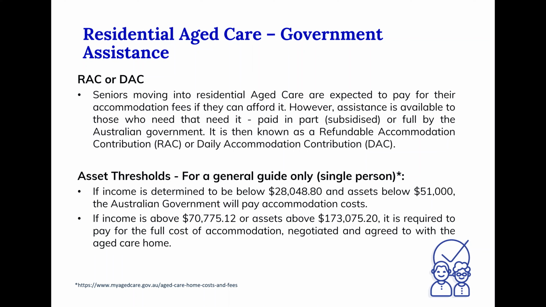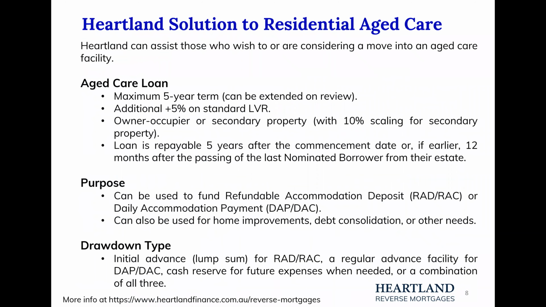So yeah, and now we'll talk about the Heartland solution to residential aged care. Heartland can assist those who wish to move into aged care, or who are already in aged care, or are looking to move into aged care. And we can do this through our aged care loan product. It's just like the reverse mortgage, however, there are some slightly different characteristics. So, for example, there is a maximum 5-year loan term for the aged care loan. However, this can be extended on review.